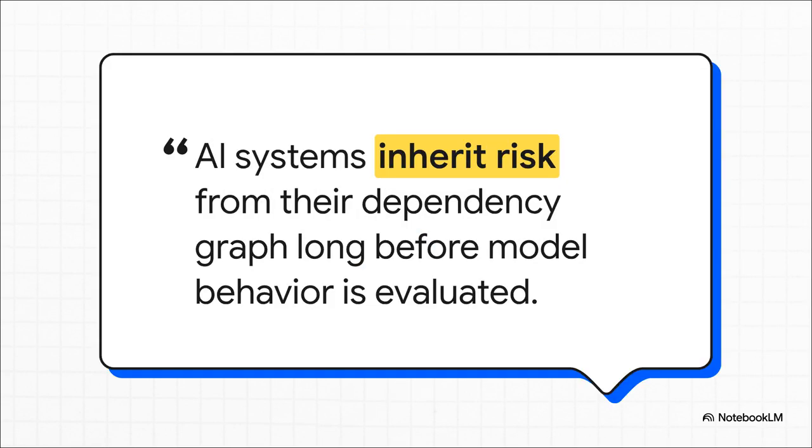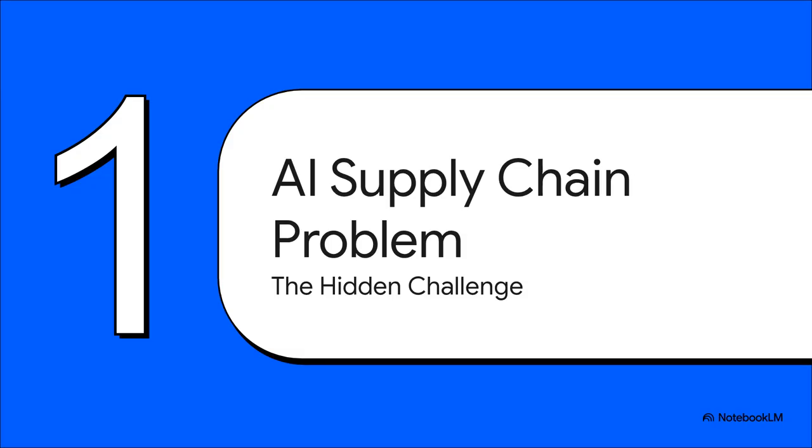And, this quote just hits the nail on the head. We spend so much time worrying about a model's bias or its accuracy, right? But the real risk, it starts way, way earlier. It's buried deep inside that tangled mess of software dependencies. That's the invisible threat we're going to unpack today. Yeah, that invisible web, that's what we call the AI supply chain problem.